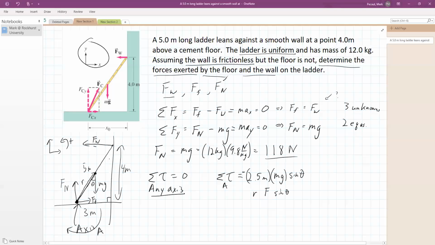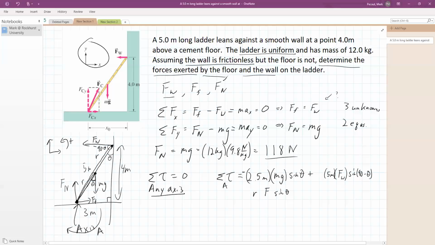Then I look at the next torque. That's going to be from the force from the wall up here. My R vector in that case is all the way up there. That's the full 5 meters. So let me just do 5 meters. And then that force is FW, which I don't know. And then the angle between that force and the R vector, I would call it theta, but I already used theta here. So this is actually 90 minus theta.